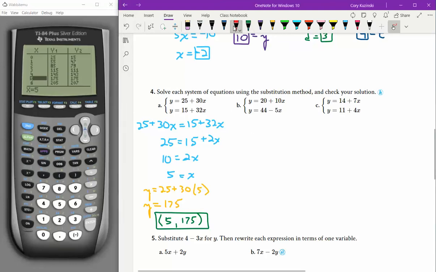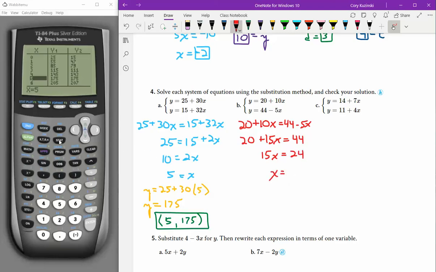All right, let's do it again here. The right side of the first equation set equal to the right side of the second equation. We're going to solve this equation. I think I'll add 5x to both sides and then subtract 20 from both sides. And then I'll divide both sides by 15 now. Not going to be very pretty, is it? 24 divided by 15 is 1.6. I guess we'll just leave it as a decimal.